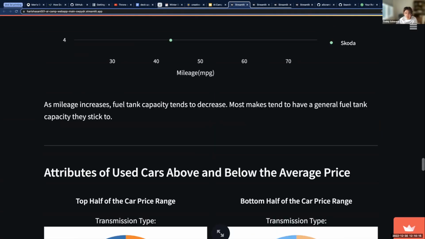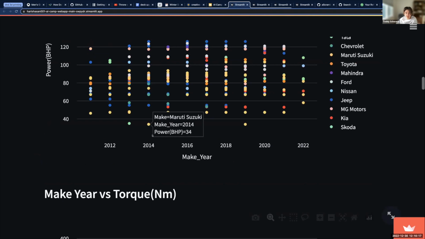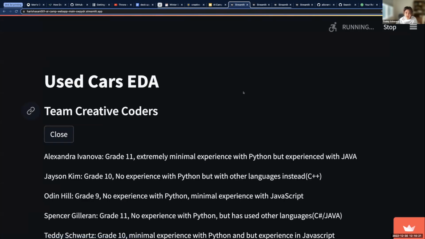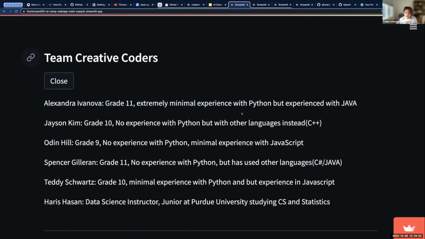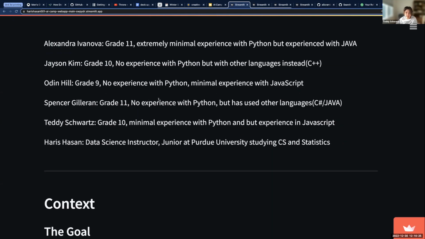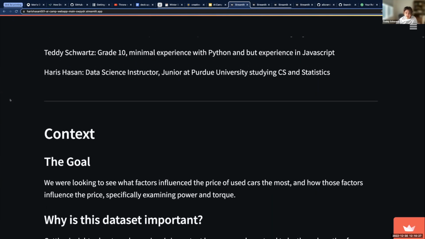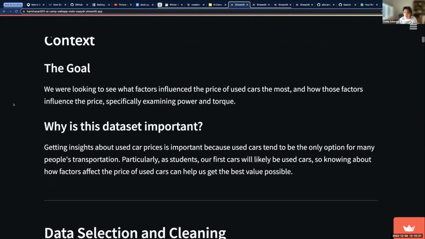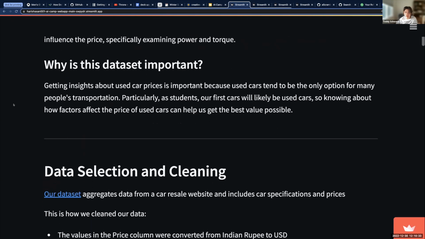Sorry, it starts at the bottom for some reason. Just ignore this. So here's our team again, all of us, same thing that you saw before. And then our goal again was looking at how different factors influenced price so that we can get the best value possible.